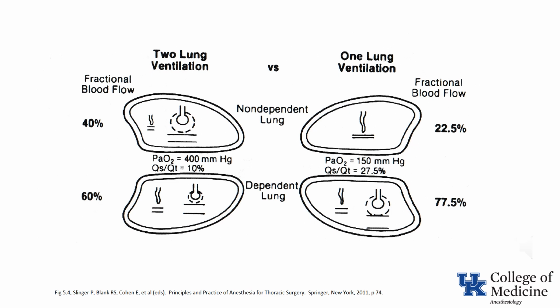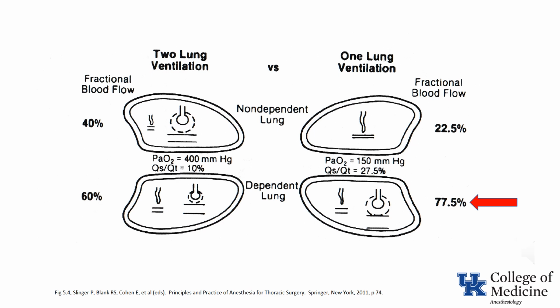This illustration contrasts what occurs with one lung and two lung ventilation in the lateral position. Note that no ventilation goes to the non-dependent lung. Note also that blood flow to the dependent lung is increased. Although the shunt fraction is over 25%, acceptable oxygenation may still be achieved.